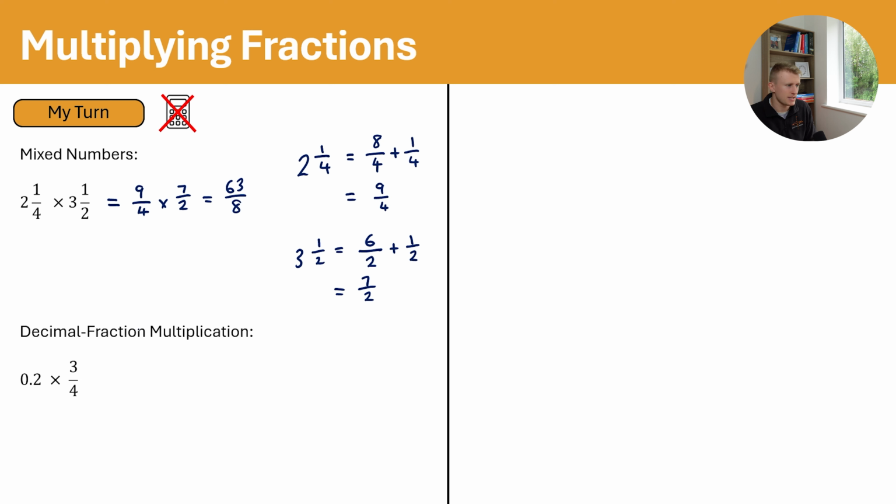Our next example is decimal fraction multiplication. So we've got 0.2 multiplied by 3/4. And what I'll do is I'll rewrite my 0.2 as 2/10 multiplied by 3/4.